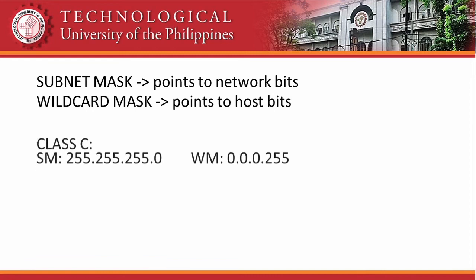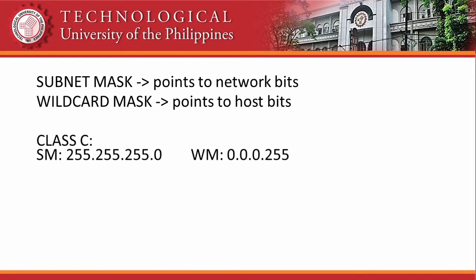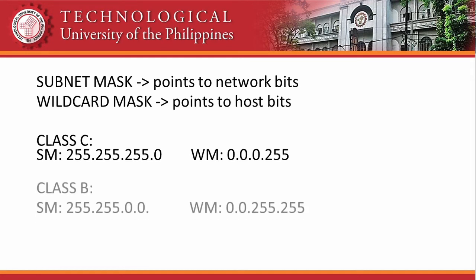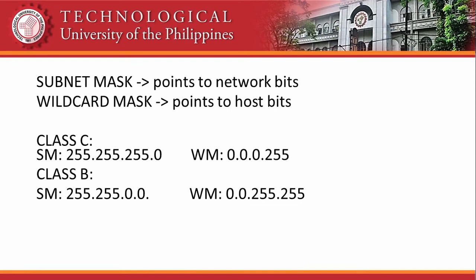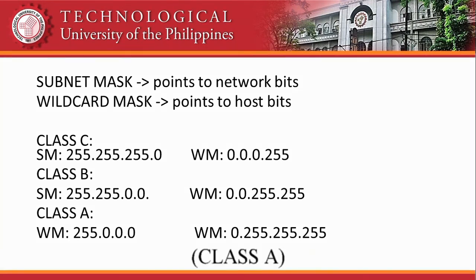Sa class C na network, we have how many network octet? We have 3, diba? So, automatically, we have 3 255 at isang 0. But in wildcard mask, baliktad naman, we have 3 zeros and 1 255. For class B, ganyan, diba? Kung mapapansin nyo, nagbabaliktad lang yung placement ng 255 at 0. And for class C, kung sa subnet mask natin, we have single 255 and triple zeros. Sa wildcard mask natin, we have triple 255 and single 0. Gets? Gets na ba? Okay, good.